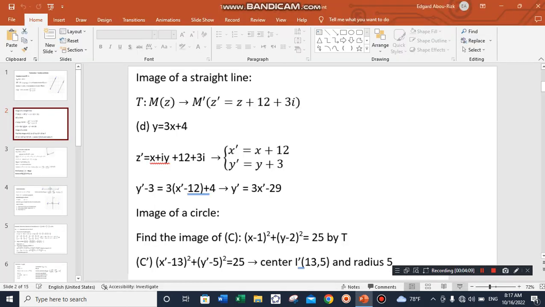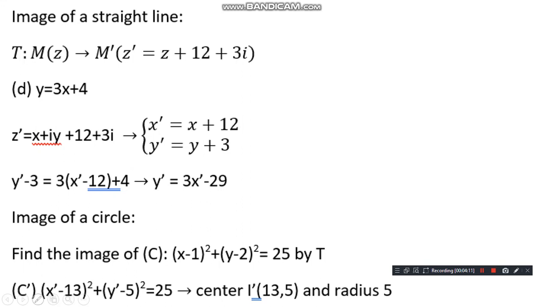Now, if I want to translate, according to Z prime equals Z plus 12 plus 3i, according to the vector 12 plus 3i, the line y equals 3x plus 4. We know the relation that we talked about, so here you can replace x by x prime minus 12 and y by y prime minus 3. You can see here, and you're going to have the translated line. Actually, these two lines are parallel.